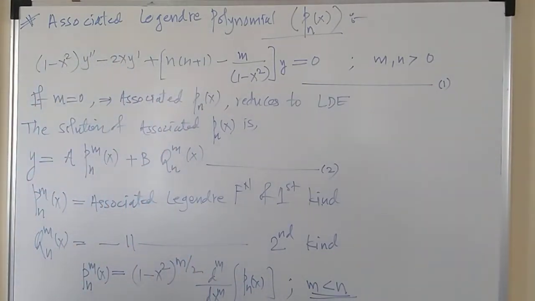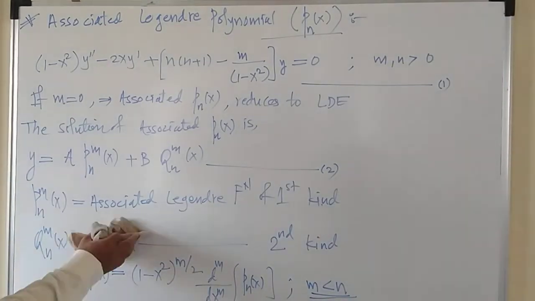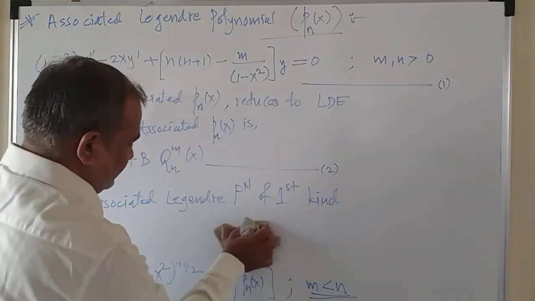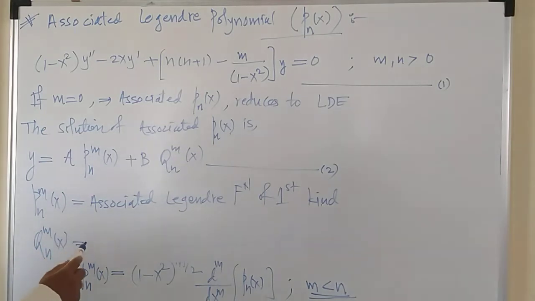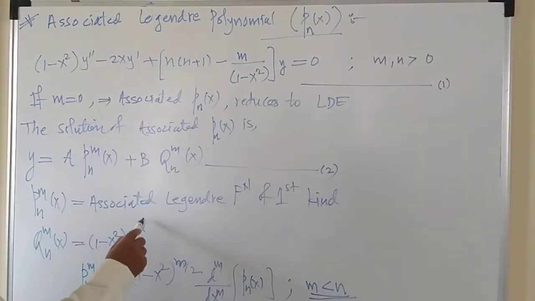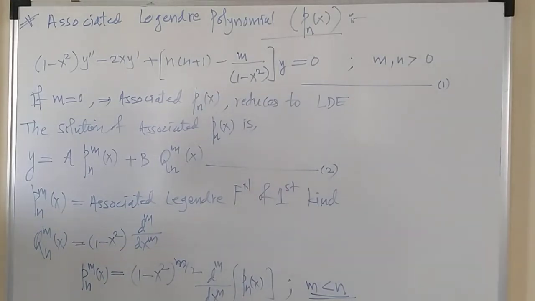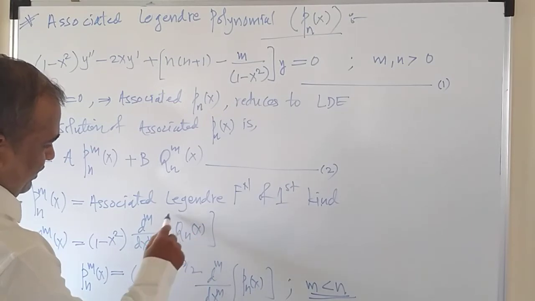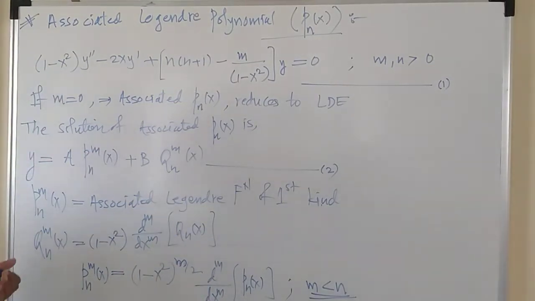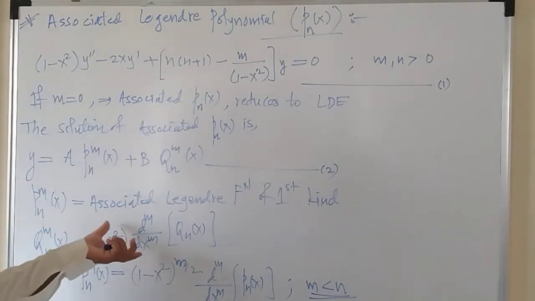And Qn m of x equals (1 minus x square) without any power, into the mth derivative of Qn of x. We are not going to study this in more detail.